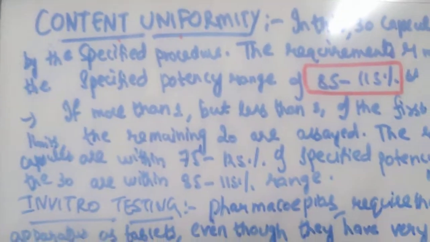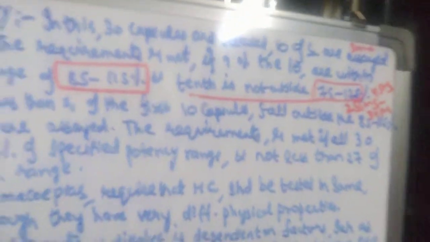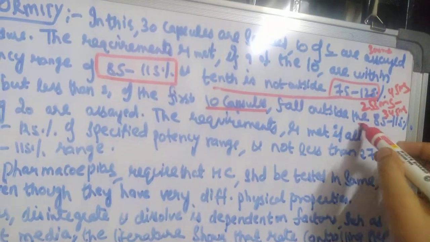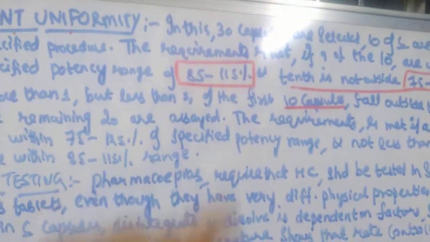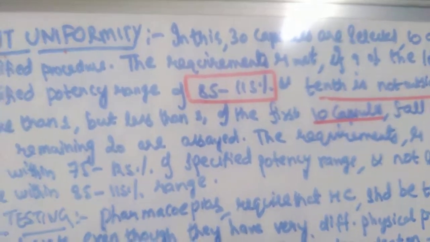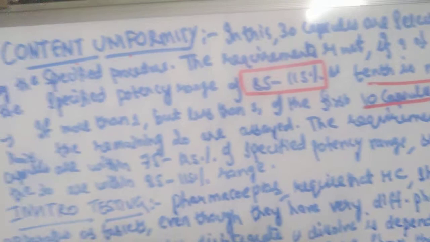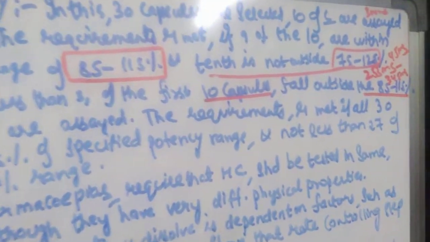But if this is not passed, that is, if more than 1 but less than 3 of the first 10 capsules, suppose 2 capsules, fall outside the 85 to 115% range, then the remaining 20 are assayed. First you selected 30, out of which you assayed only 10. If the first criterion fails, you proceed by taking another 20. Now you have a total of 30 and you do the assay for all 30 capsules.